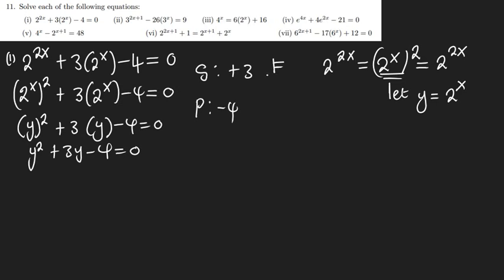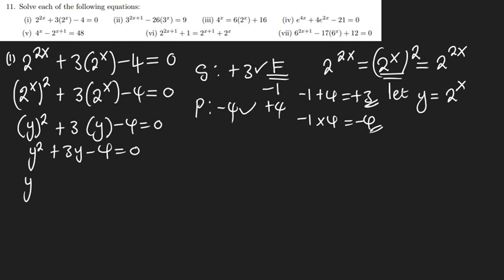So what are the factors? The numbers that if we add them, they will give us positive 3, and if we multiply them, they will give us negative 4. Of course, it's going to be negative 1 and positive 4. Negative 1 plus 4 is giving us positive 3, that's the sum. And negative 1 multiplied by 4 is giving us negative 4, which is the product. So that means we're going to have y squared minus y plus 4y minus 4 equal to 0.